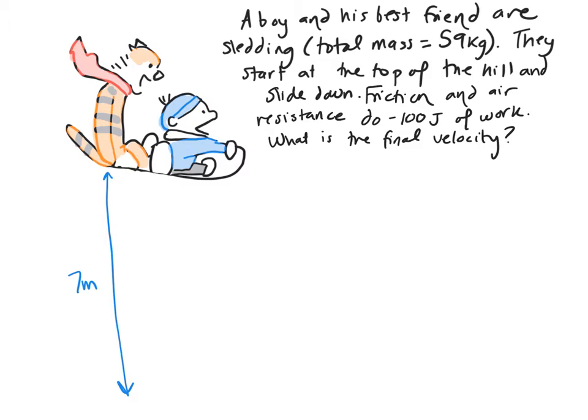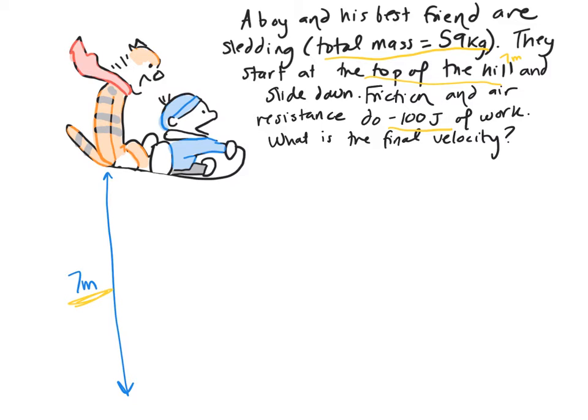So let's talk about what kind of information we have. Well, one is really important. We have the total mass. Oops, I forgot to put this when I wrote it. The hill is 7 meters. Sorry. And friction is doing 100 joules of work. So what do we do?